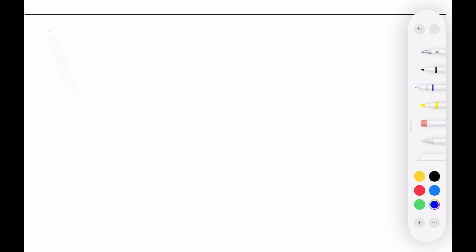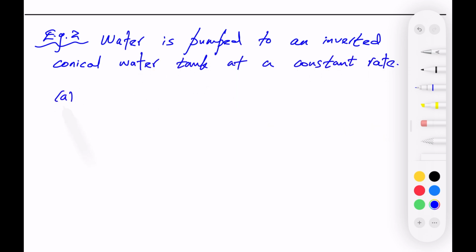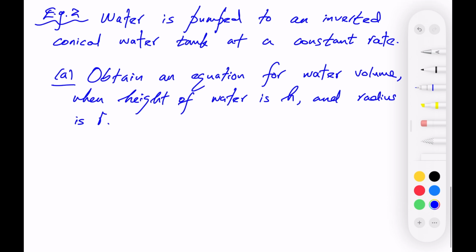Here's your example number 2. Water is pumped into an inverted conical water tank at a constant rate. Part A, obtain an equation for water volume when the height of water is h and radius is r. Let's look at this problem again. Water is pumped into an inverted conical shaped water tank at a constant rate.